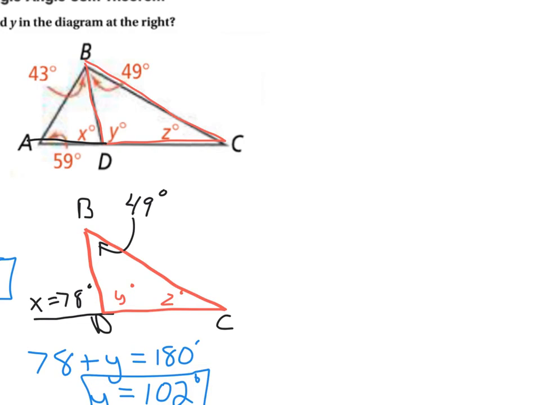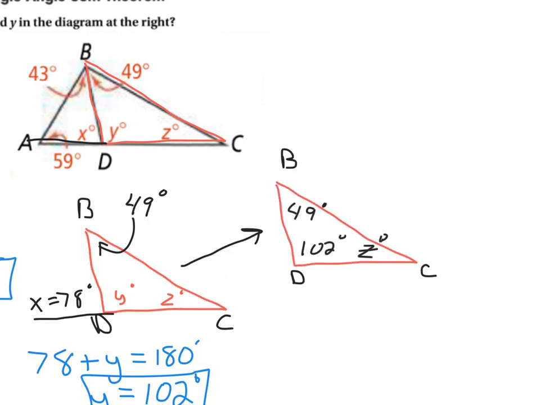And so now to find Z, we know that 49, that was given to us, plus 102, which is our value for Y, plus Z should equal 180. That's using the triangle sum theorem. And solving for Z, we should get Z is equal to 29 degrees.